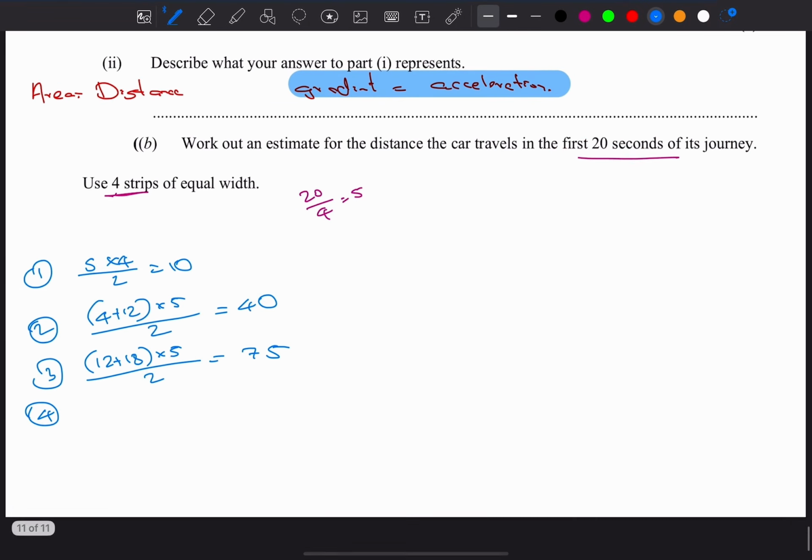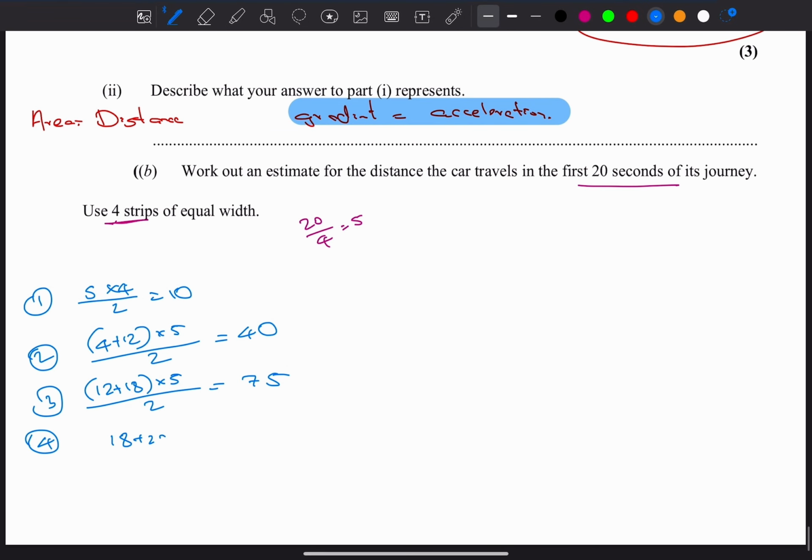The fourth one, the parallel sides are 18 and 20, times the height, 5 divided by 2. That makes 38 times 5, but 38 can be divided by 2, so that's 19 times 5, 95. What is the total area? 10, 40, 75, 95, 220 meters. There is no give or take on this. It has to be exactly 220 meters.